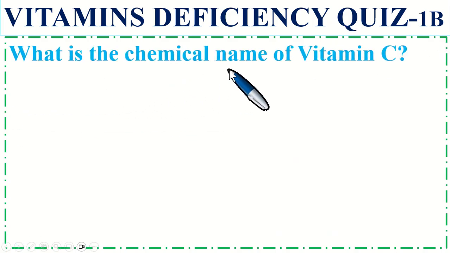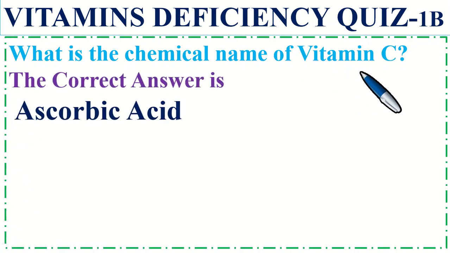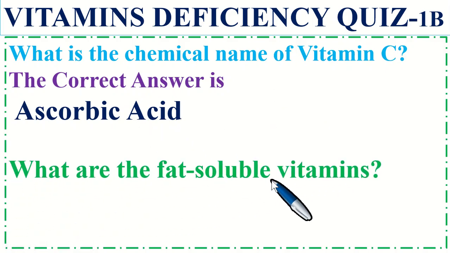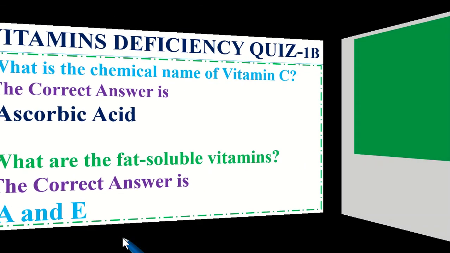What is the chemical name of vitamin C? The correct answer is ascorbic acid. What are the fat soluble vitamins? The correct answer is vitamin A and vitamin E.